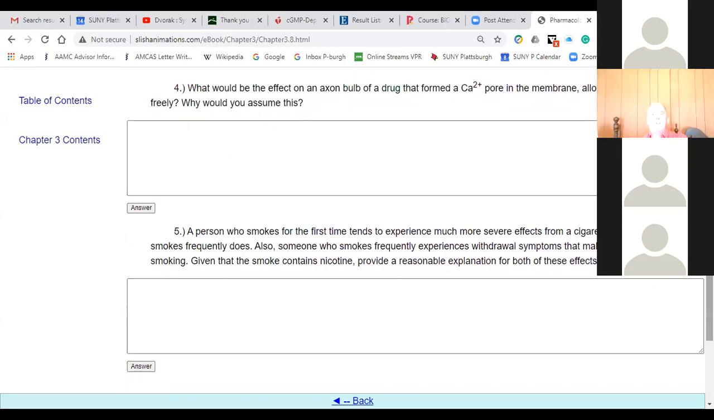What would be the effect on the axon bulb of a drug that formed a calcium pore in the membrane? Oh boy, allowing calcium to pass in freely. What would happen in an axon bulb if you had a drug that allowed calcium to come into it? What does calcium do in the axon bulb? Nobody knows. I'm going to have to start bothering people. No one wants to answer.